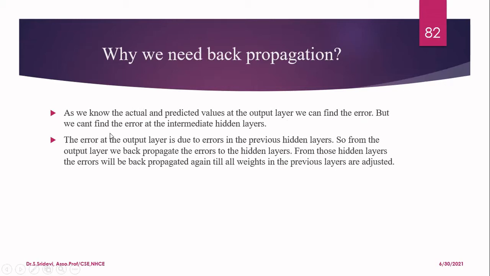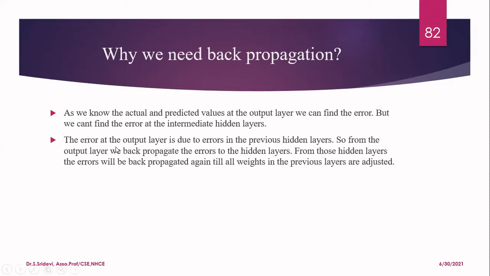But we cannot find the error at the intermediate hidden layers, because in the intermediate hidden layers, we don't know what the input and the output are. That is, we don't know what the actual data expected at the hidden layer is and what the data generated by the model is. We don't know those values. Only at the output layer do we know the actual value expected. In the intermediate layers, we don't know those values. So in that case, how do we update the error?